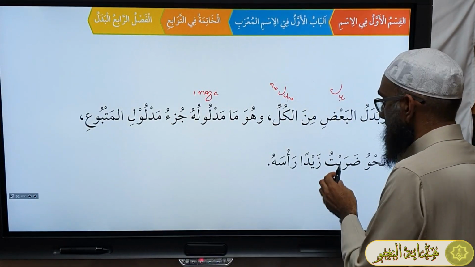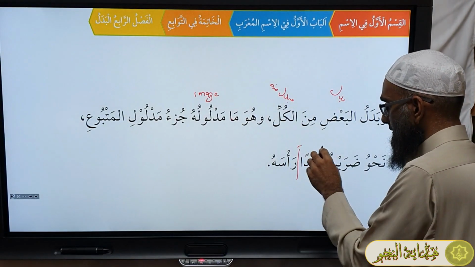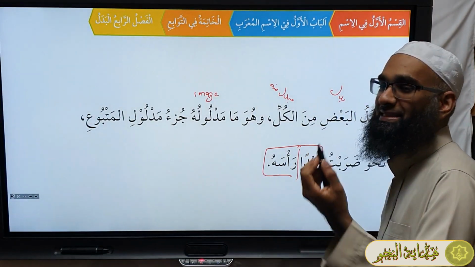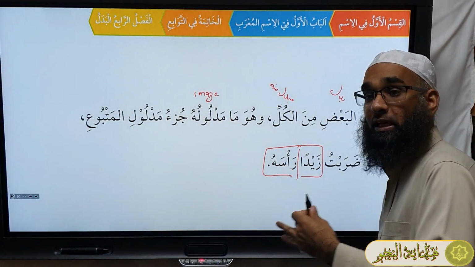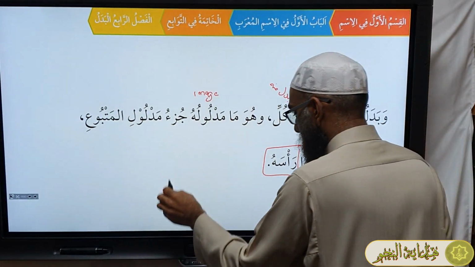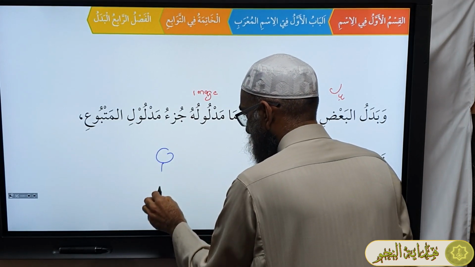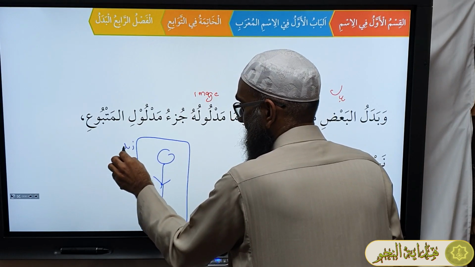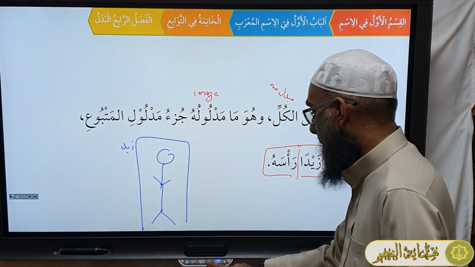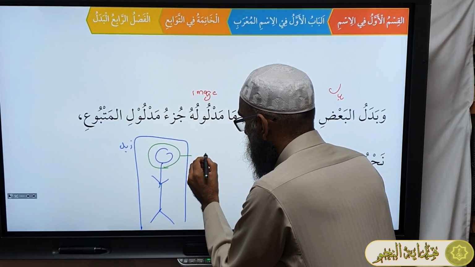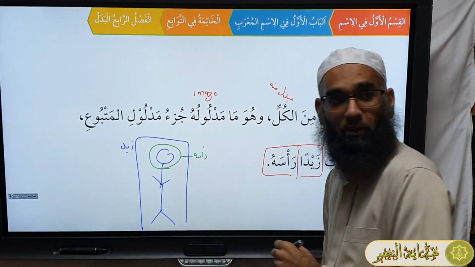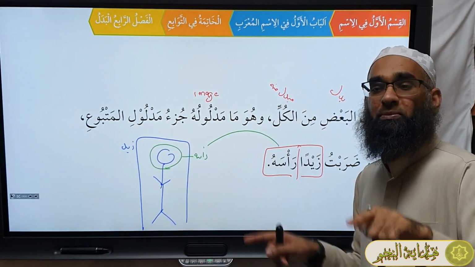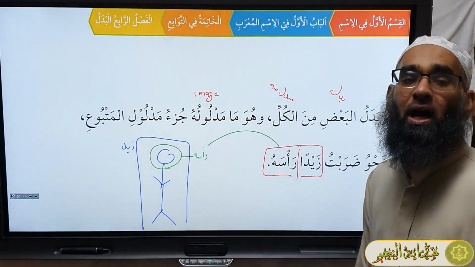For example, darabtu Zaydan, I hit Zayd. I didn't hit all of Zayd. Where did I hit him? On his head. You shouldn't hit him on his head, but the examples are already written, so we can't really change them. Darabtu Zaydan ra'sahu. When I say Zayd, the madlu is the entire body. And when I say ra'sahu, this is the madlur of ra's. So the madlur of the badal, ra'sahu, shows a part of the entire mubdal minhu. This is called badalul ba'd min al-kull.